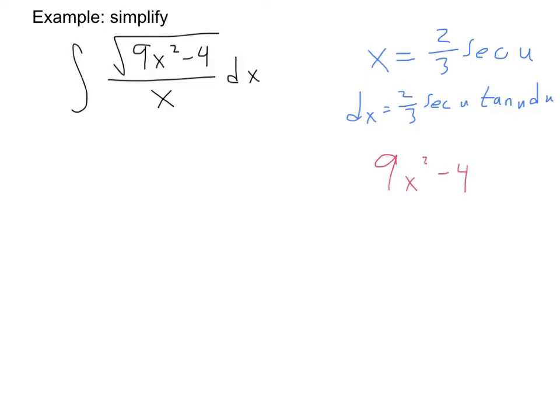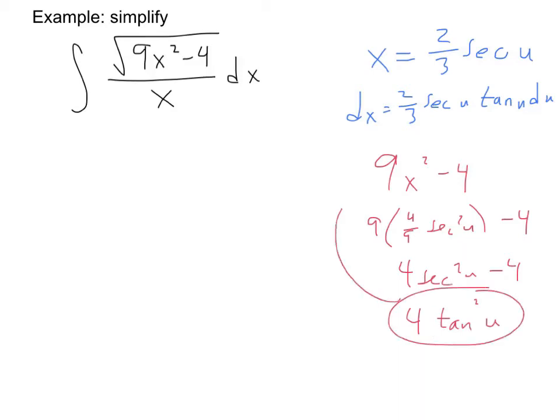So first I'm going to do 9x squared minus 4. Right, if I plug my 2/3 secant u in, I'm going to end up with 9 times 4/9 secant squared u minus 4. That's 4 secant squared u minus 4. If I factor out the 4, I'll be left with secant squared minus 1, which is tangent squared. So I get 4 tangent squared u. So this thing will replace the 9x squared minus 4.